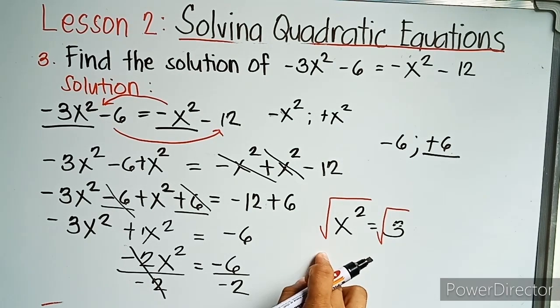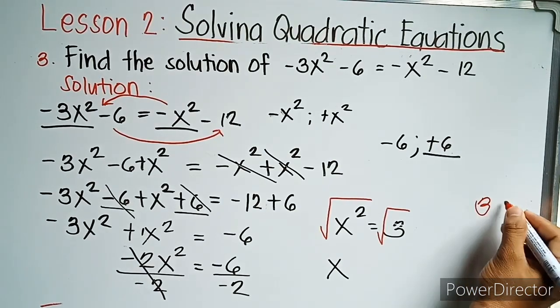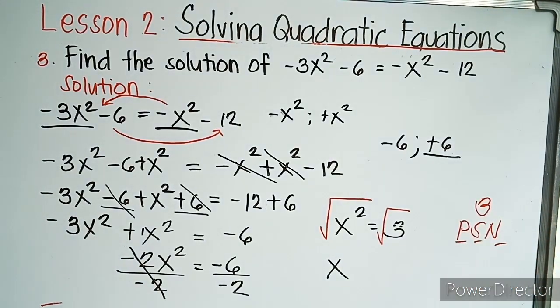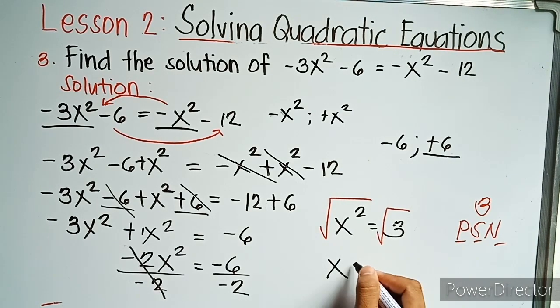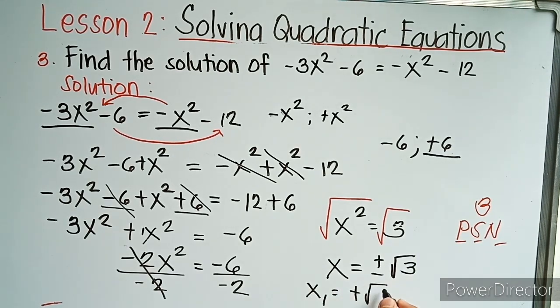So, square root ng x squared ay x. So, ngayon, may square root ba ang 3? So, as you can see, ang 3 ay hindi perfect square number. Kaya, ang gagawin na lang natin, we are going to copy this. So, positive, negative, square root of 3. So, x sub 1 equals positive square root of 3. And x sub 2 equals negative square root of 3.